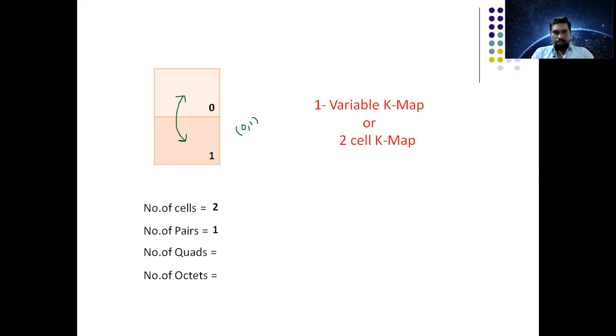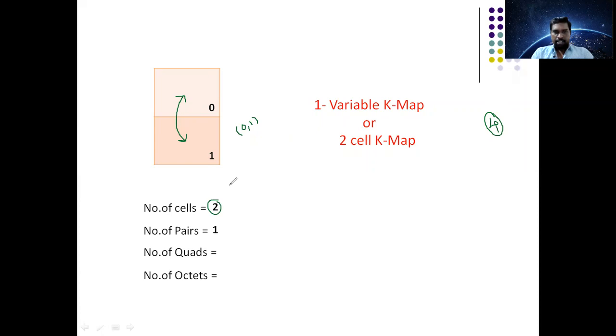Next, how many quads do we have? See, what is my quad? Quad in the sense you should have 4 cells. Quad means 4 cells should be there. But in our K-map, we are having only 2 cells. 4 cells are not there. So there is no possibility of a quad occurring.